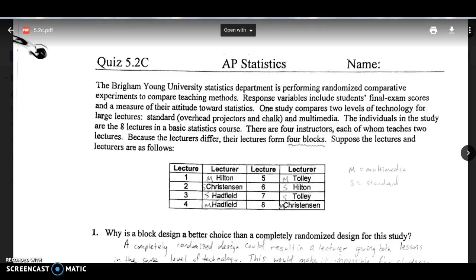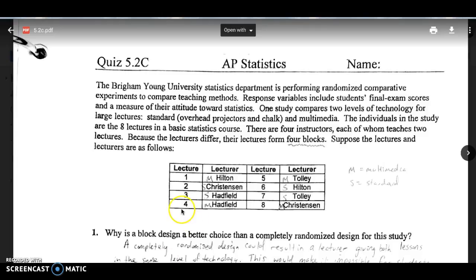The individuals in the study are the 8 lecturers in a basic statistics course. There's 4 instructors, each of whom teaches 2 lectures. Because the lecturers differ, their lectures form 4 blocks. Suppose the lectures and lecturers are as follows.